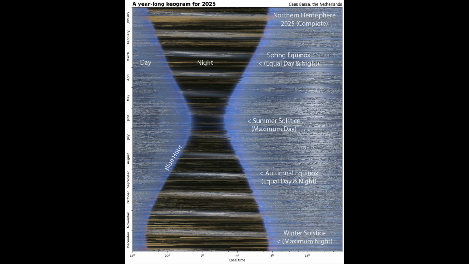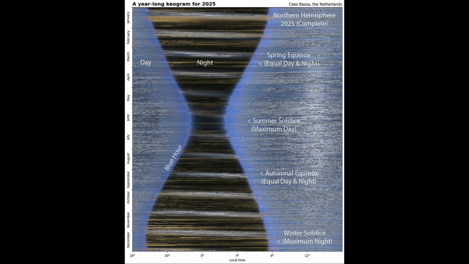So here in this diagram, January's up at the top, December down at the bottom, and each individual line is one day of the year. And that's done by taking a picture of the sky every 15 seconds during the entire year, and then putting that all together and being able to see the image here and giving us a real idea of what the sky looks like over time.